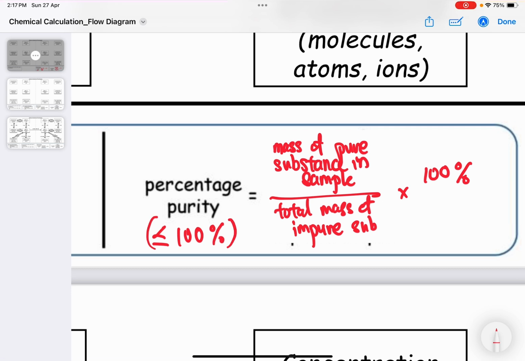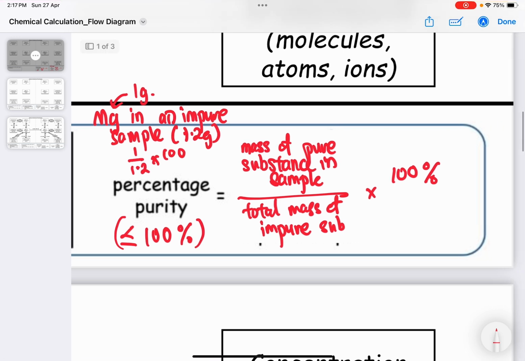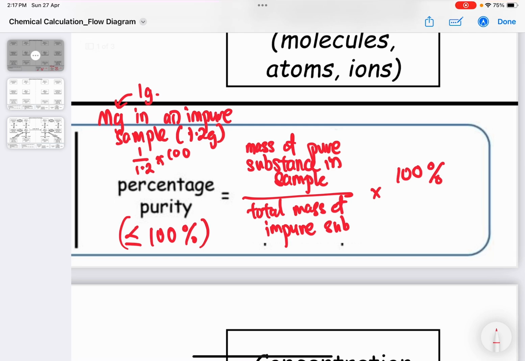For example, I want to find the amount of magnesium inside an impure sample. Let's say my impure sample is 1.2 grams, and the magnesium that I find based on my calculation is 1 gram. So this will be 1 over 1.2 times 100. That's generally how you do your calculation for this.